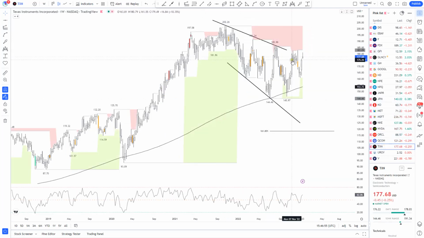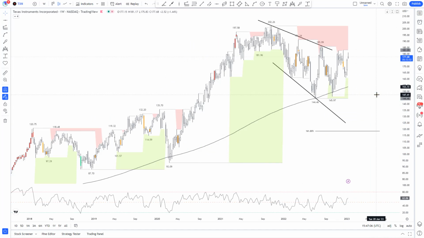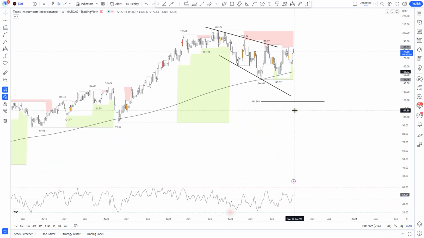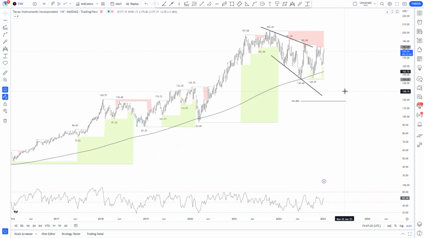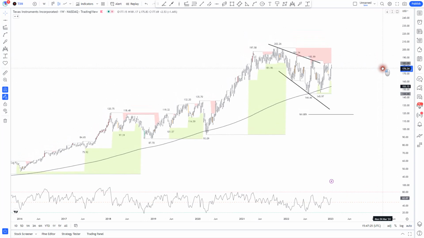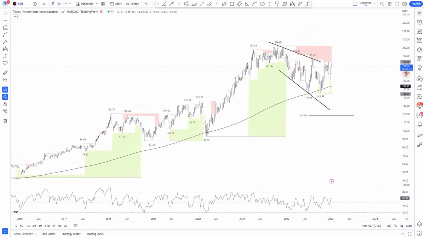Now I like this one. Texas Instruments is one of my favorite stocks, together with Nvidia and Activision. They were among the first three stocks that I started to trade, I don't know, 10 or 11 years ago. That being said, it's a stock that I like to follow, and I think there's a possibility for a clear move to the upside on this stock.